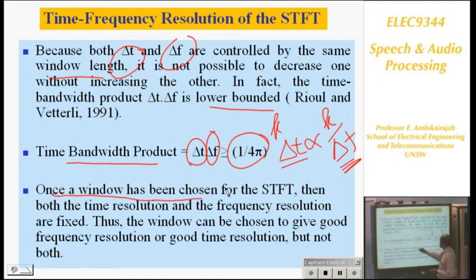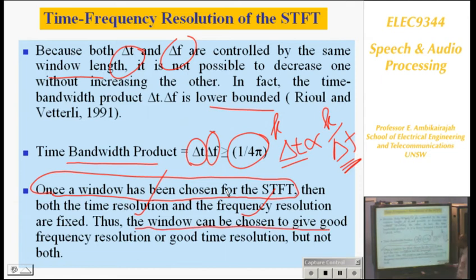So once a window has been chosen for short time Fourier transform, remember, once the window has been chosen, then both time resolution and frequency resolution are fixed. You can't change it. Thus, the window can be chosen to give a good frequency resolution, or good time resolution, but not both, remember. So, in summary, you want good frequency resolution, longer window. You want good time resolution, shorter window. That's all. Okay?